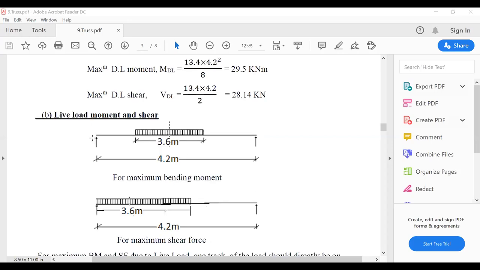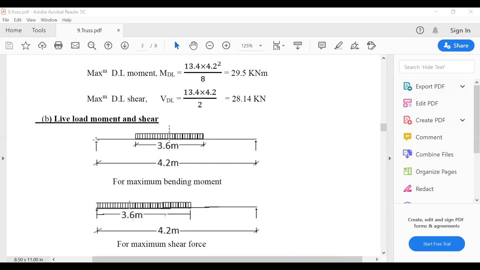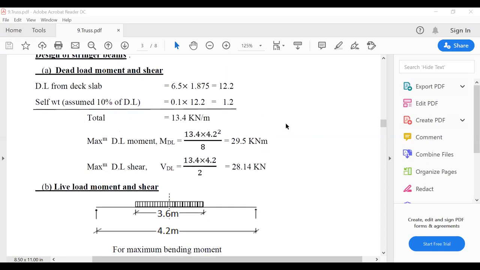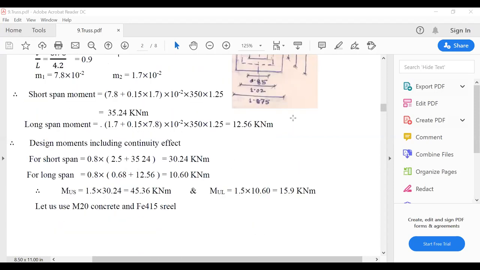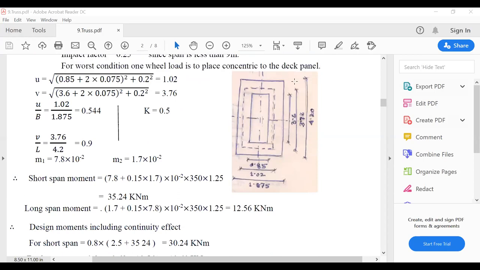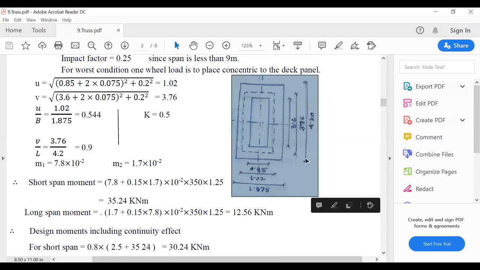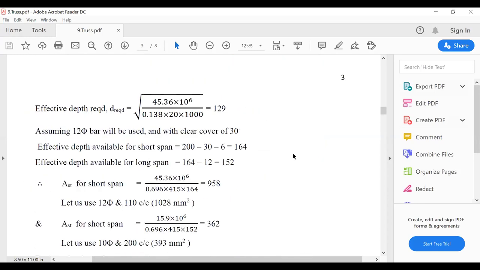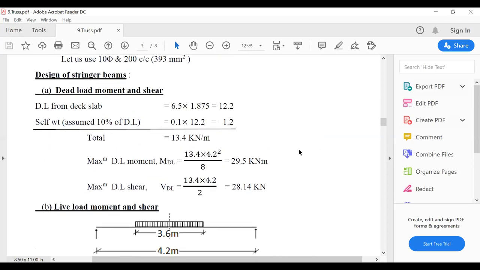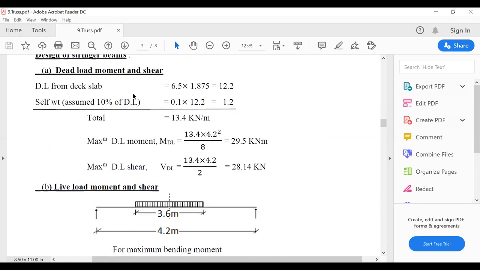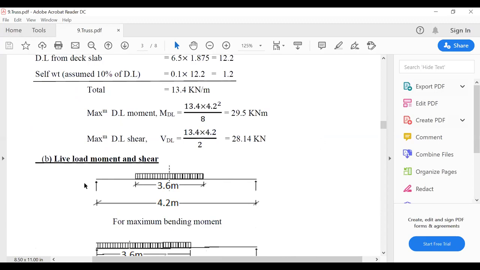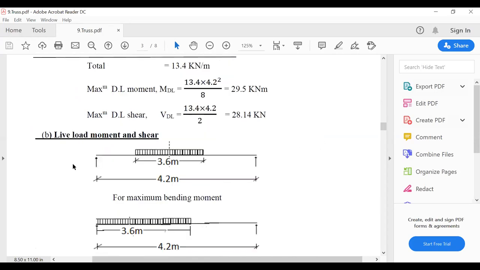When you look into the Stringer Beams, this 4.2, because the panel was how much? The panel was this 4.2 by 1.875. So along the length, when you are seeing this 4.2, the vehicle is going from left to right. Assume that the vehicle is going from left to right.